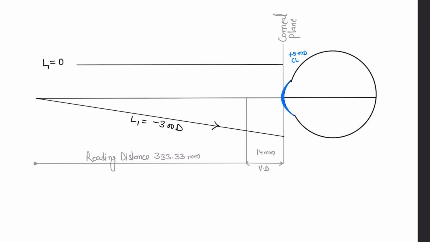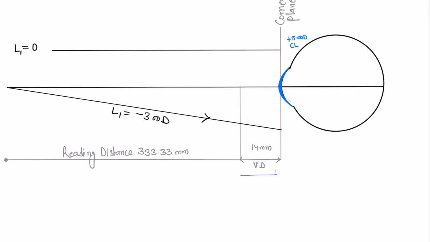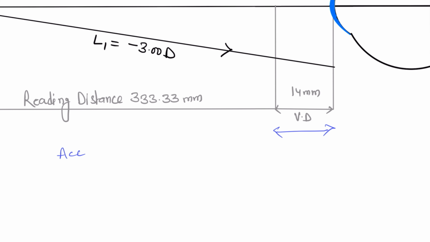How much amount of accommodation is required when the object is 33.33 centimeter far away? And we are also going to include the vertex distance, which is 14 mm, which we have taken in the earlier example also. So the accommodation which is required when your object is 33.33 centimeter far away, and we are going to add the vertex distance to that. Here I am writing it in millimeters because our vertex distance is in millimeters.